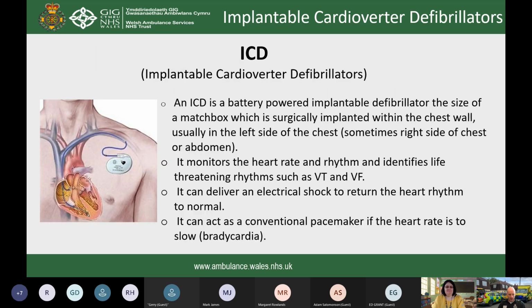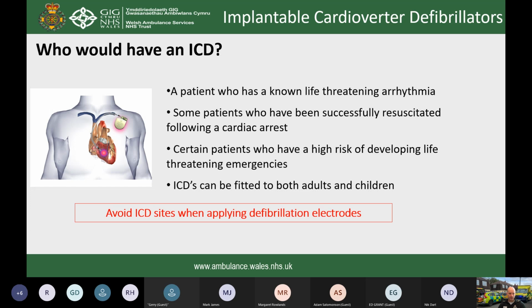Yeah, and what did it say? Bradycardia as well. So if it's going too slow, that pacemaker will kick in to speed it up again. Really good bit of kit.